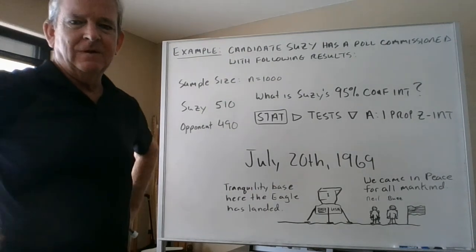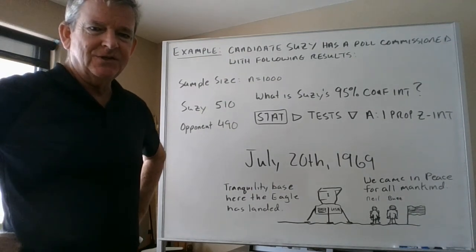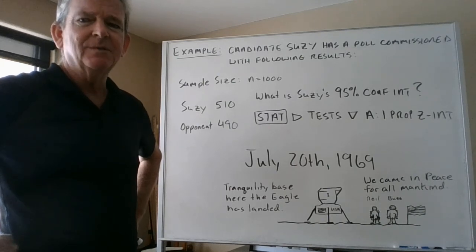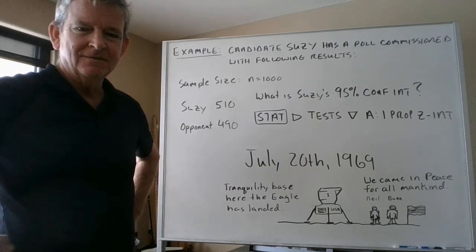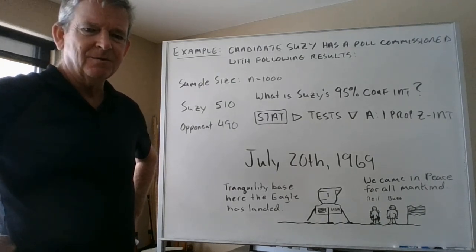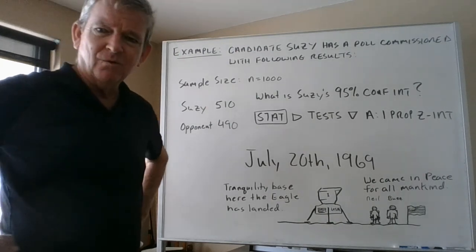Look at that artwork. July 20th, 1969. We came in peace for all mankind. Tranquility Base here, the Eagle has landed. By the way, Neil was actually taller than Buzz, but my artwork's not that great.